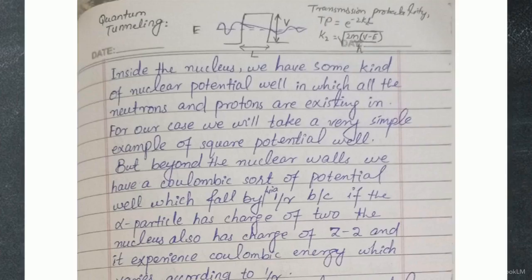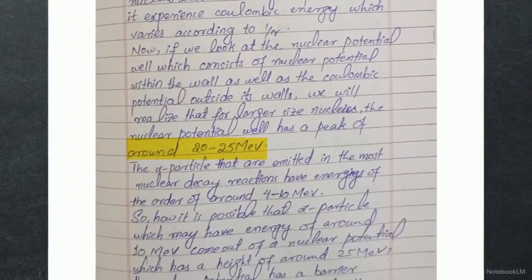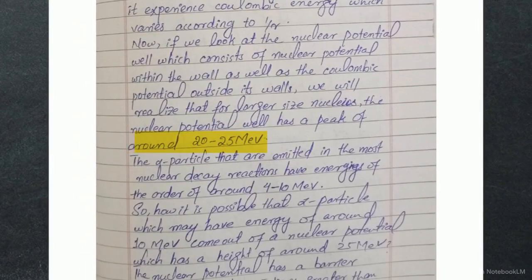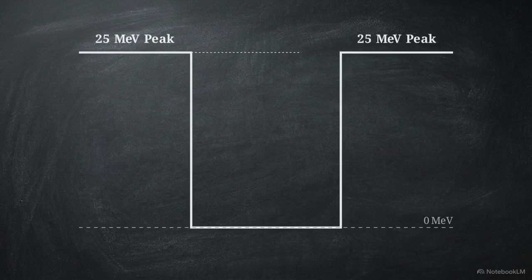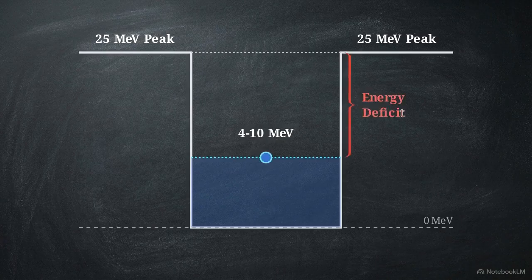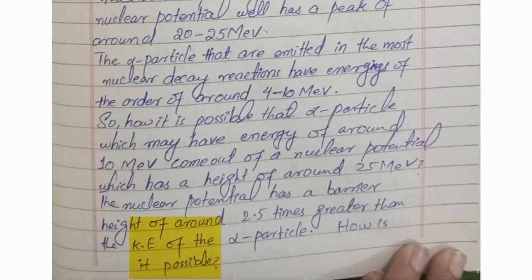You can see this specific geometry verified in these notes, outlining the square well and the 25 mega-electron volt peak. But an alpha particle inside this well possesses a kinetic energy of only 4 to 10 mega-electron volts. The wall is roughly 2.5 times taller than the energy the particle has available. How does an alpha particle with 10 mega-electron volts come out of a well that demands 25?